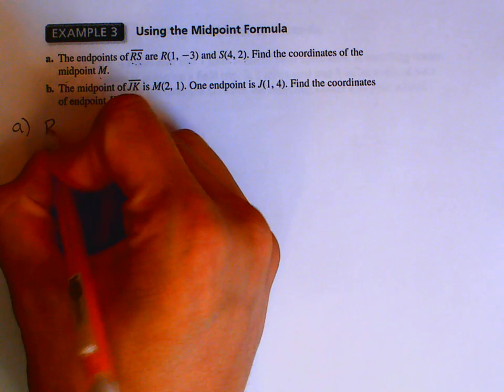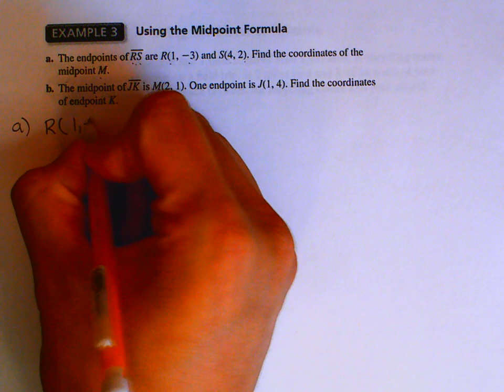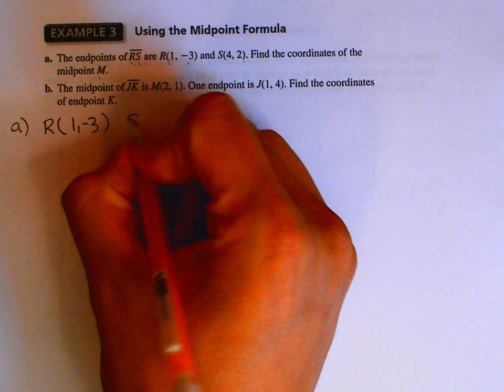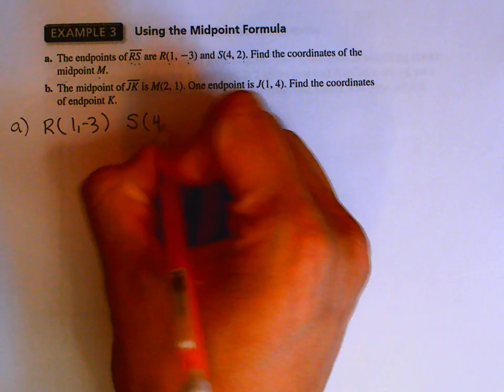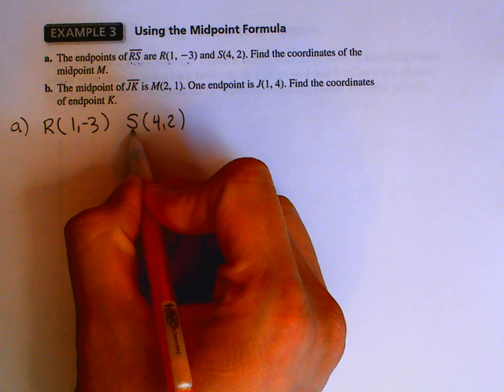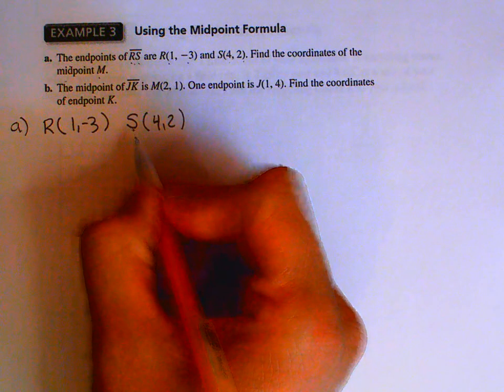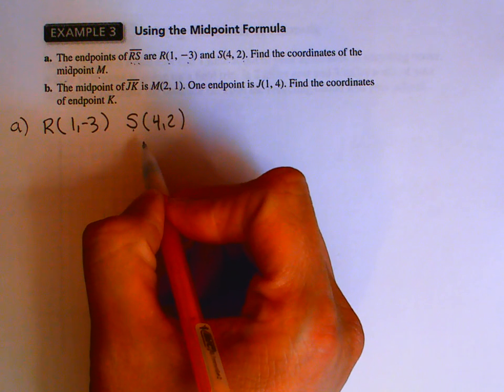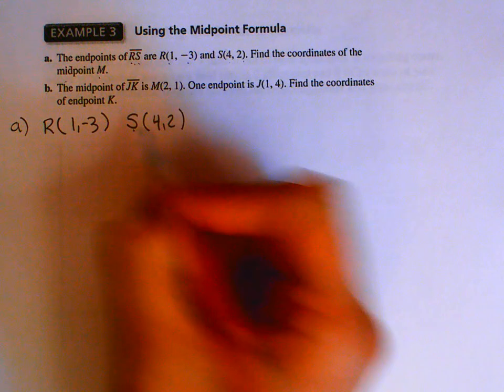So R is 1, -3, and S is 4, 2. By the way, my 5s look like S's and my 2s look like Z's. They will be like that all year long. So I'm sorry and I apologize for the confusion ahead of time. That's an S, by the way.